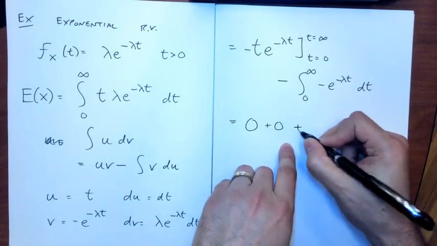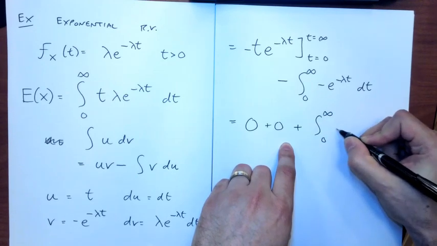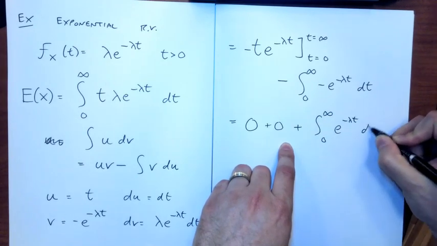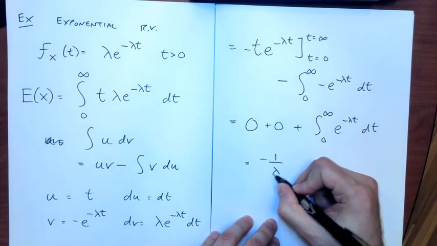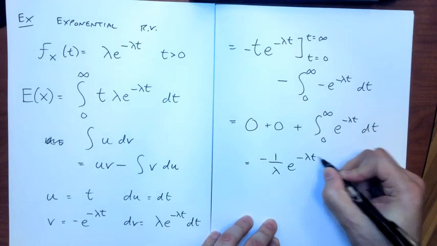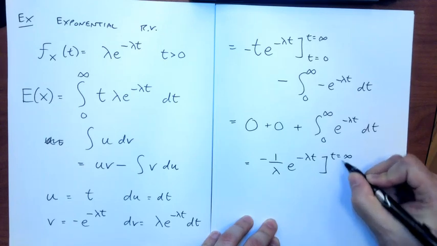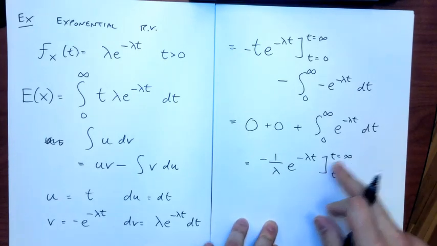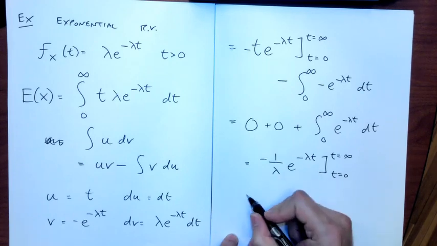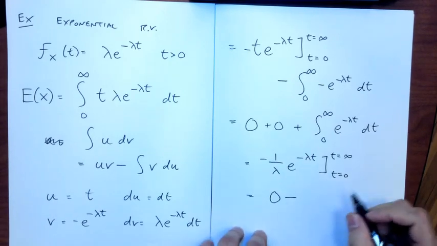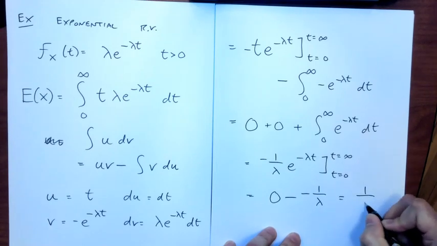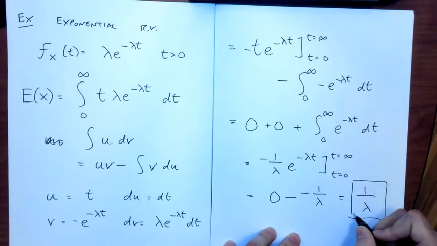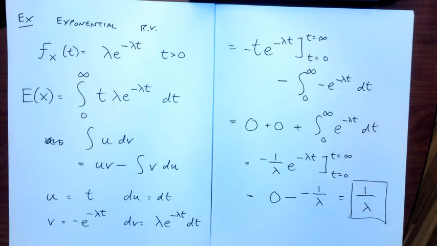And then over here, I've got this new integral, e to the minus lambda t dt, which is a lot easier to do. So I'm going to get minus 1 over lambda, e to the minus lambda t, t equals infinity, t equals 0. Again, I plug in t equals infinity, I get 0. And then I plug in 0, and I get minus 1 over lambda. So the conclusion is that the mean of the exponential random variable is 1 over this exponential parameter, okay?